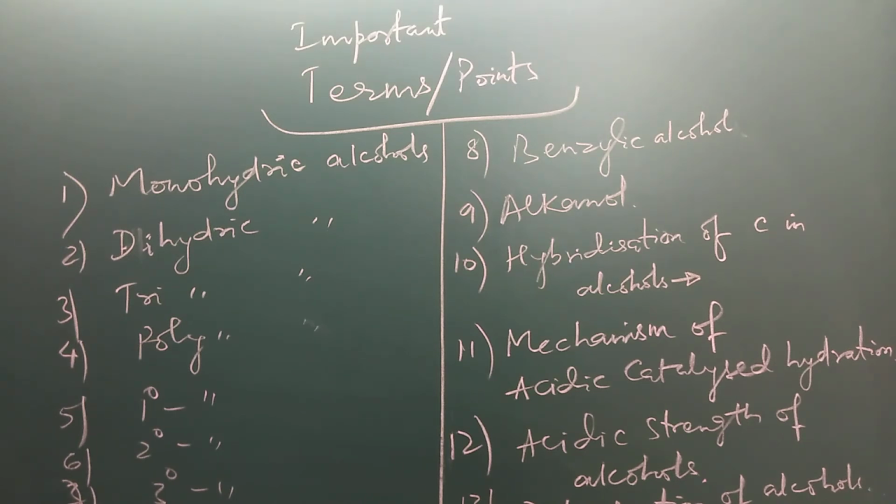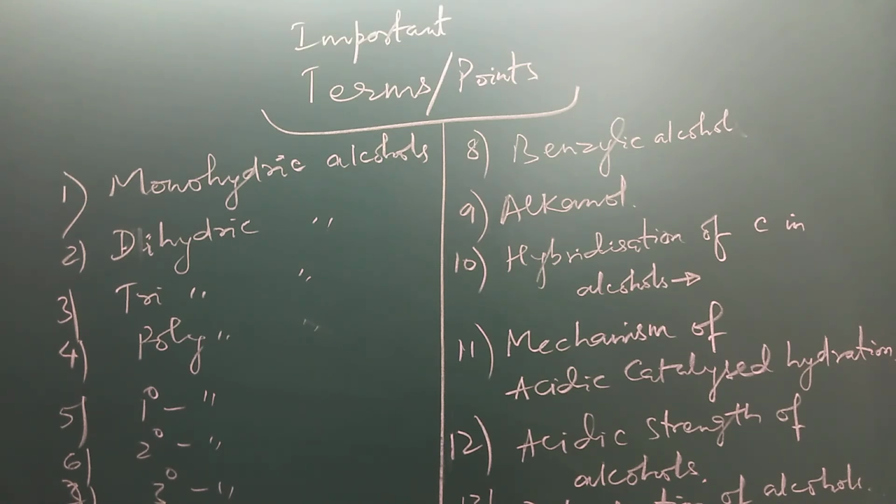Polyhydric alcohols are those alcohols which have many OH groups, like glucose. Glucose has 5 OH groups. 1 degree alcohols are alcohols in which the OH group is attached to a primary carbon. 2 degree alcohols are alcohols in which the OH group is attached to a carbon which is attached to two other carbons, that means it is a 2 degree carbon. Tertiary alcohols are those alcohols in which the OH group is attached to a tertiary carbon. Benzylic alcohol has the formula C6H5CH2OH, that means a benzyl group having an OH group.